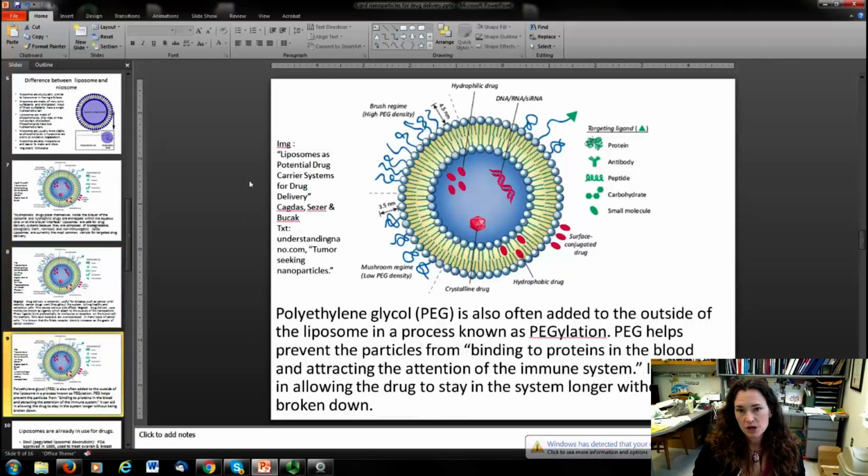There's other things that you can do. You can see here in the little cartoon there's these sort of brushes attached to the outside of the liposome. A lot of the liposomes that are on the market currently have polyethylene glycol attached to the outside of the liposome. And that's added in a process that's known as pegylation, because they abbreviate polyethylene glycol as PEG. So PEG prevents the particles from binding to proteins in the blood and attracting the attention of the immune system, and it can aid in allowing the drug to stay in the system longer without being broken down because it's not being attacked by your own body.